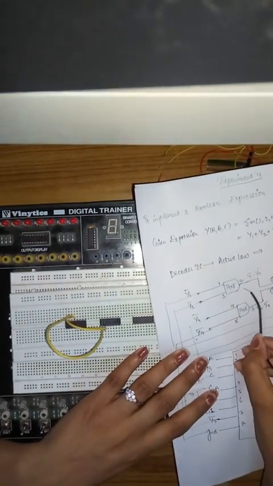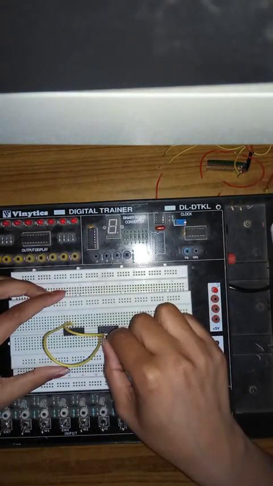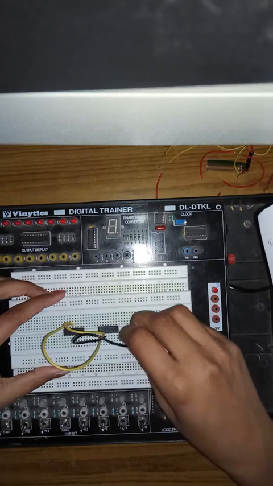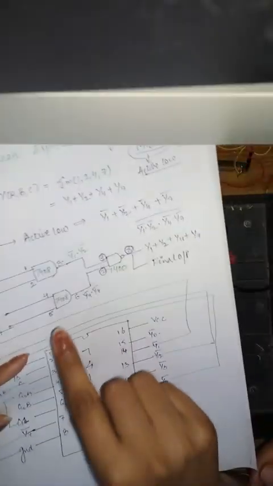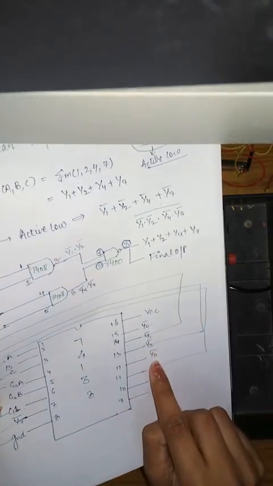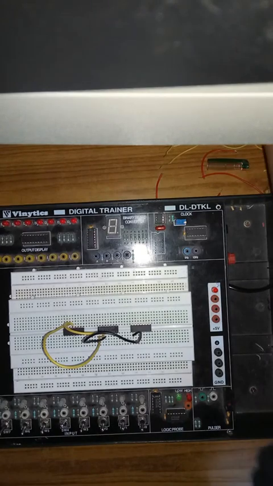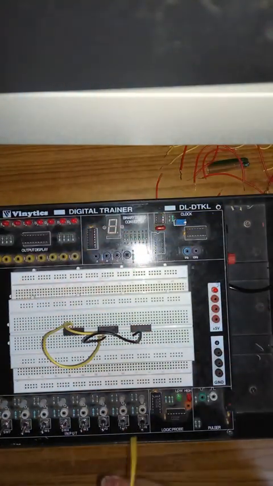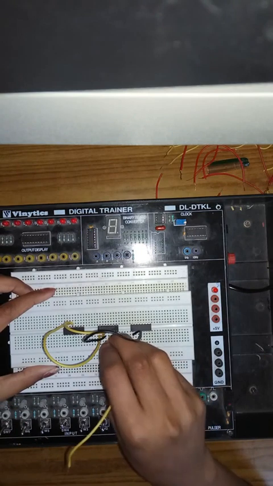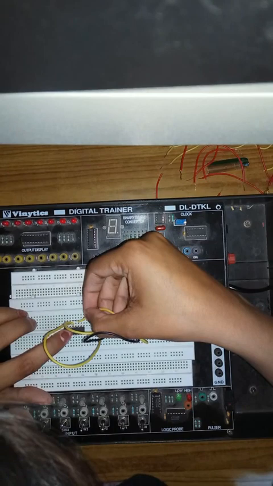The output which we are getting from the third pin of the AND gate is connected to the first pin of the NAND gate. Okay. Next, the fourth pin of the AND gate is connected to the 11th pin. So this is 16, 15, 14, 13, 12 and this one is 11. Right?